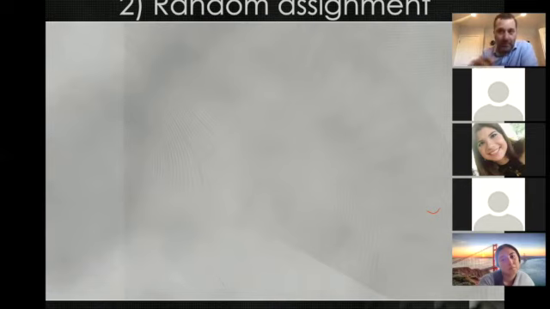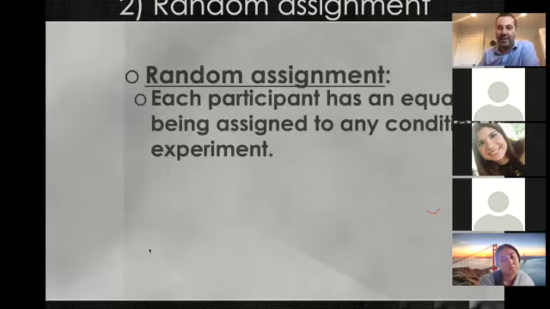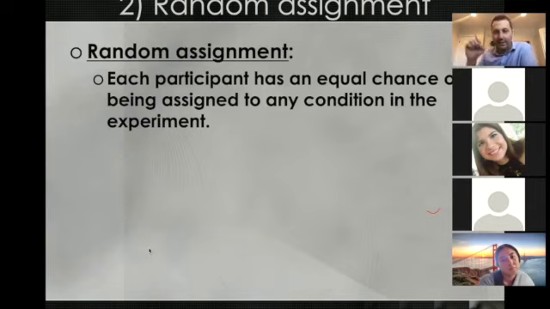Now, we talked about random sampling before, where everybody in a population has an equal chance of being in our study, right? Random assignment is a little bit different. Random assignment refers to the idea that everyone in our study has an equal chance of being in any condition in our study.